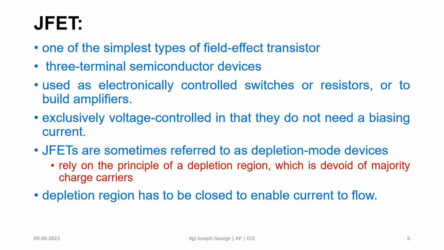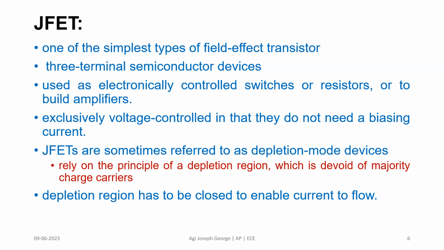Now these transistors are usually electronically controlled switches or resistors, or they are used to build amplifiers. Now they work on the principle of depletion mode. Now you know what is a depletion region. What is a depletion region? A depletion region is a region which does not have charge carriers.